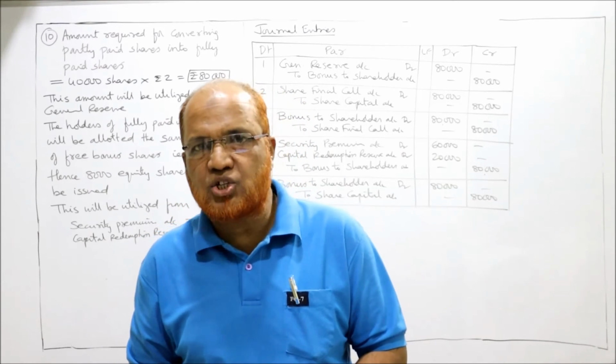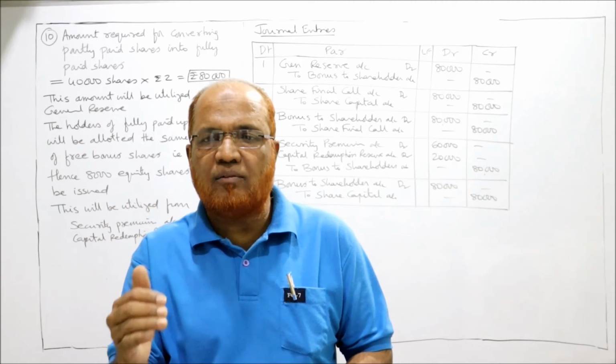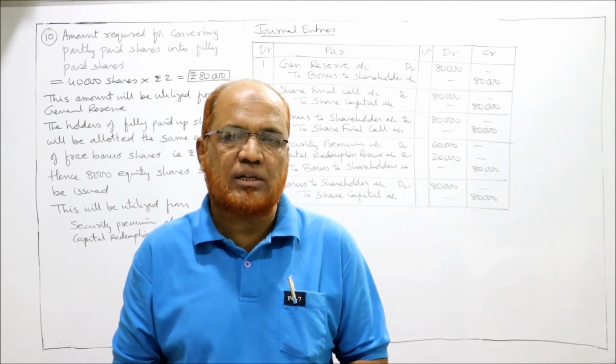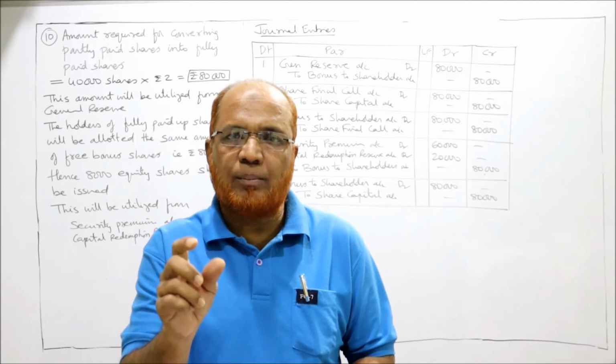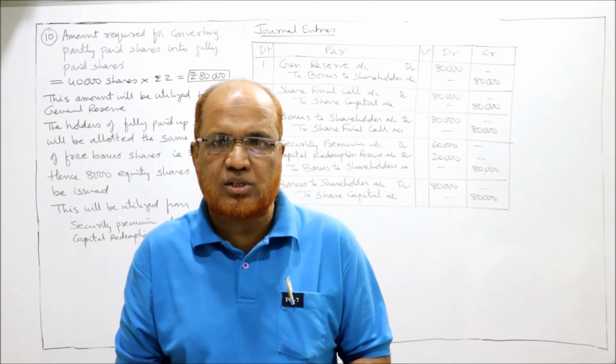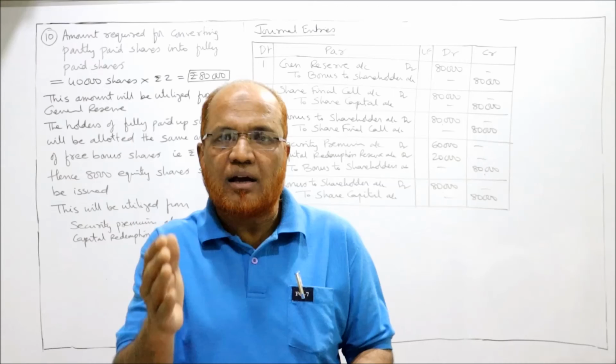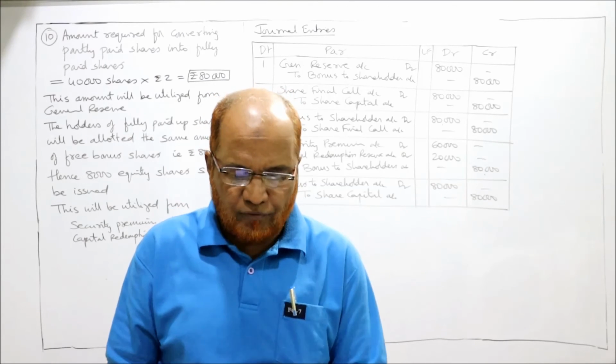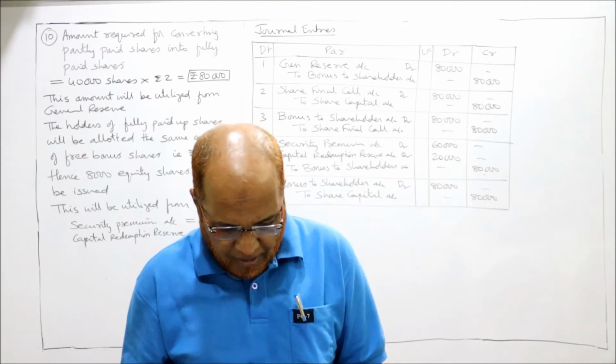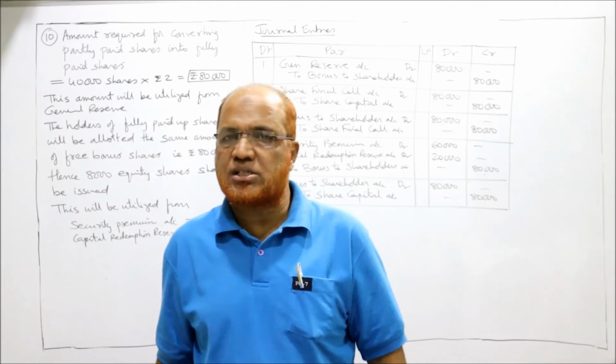The face value of each share is 10 rupees. So 80,000 divided by 10, 8,000 shares. So 8,000 shares will be allotted to first class shareholders. And to second class shareholders we are not giving fully paid bonus shares, we are converting the partly paid into fully paid. So we are required to pass the journal entries to record these transactions.